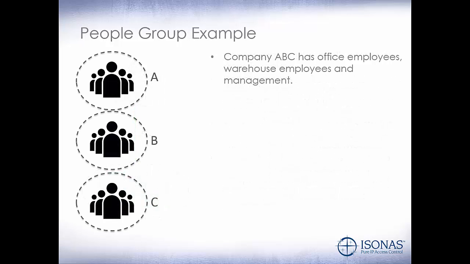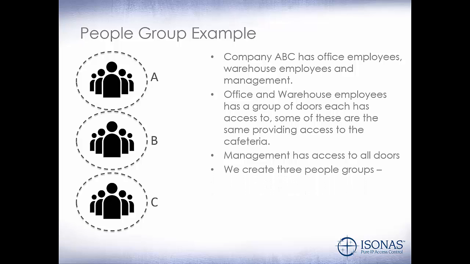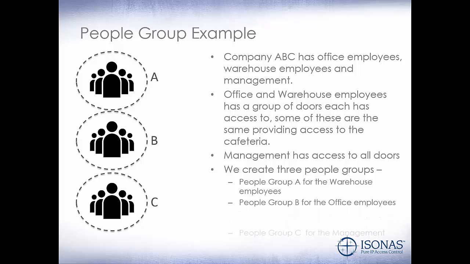Let's take a look at an example. Company ABC again has office employees, warehouse employees, and management. Office and warehouse employees have a group of doors each has access to, which we created in our last module. Some of these are the same, providing access to the cafeteria, which we saw that a door can belong to multiple door groups. Management has access to all the doors. We will create 3 people groups. People group A for the warehouse employees, people group B for the office employees, and people group C for the management.